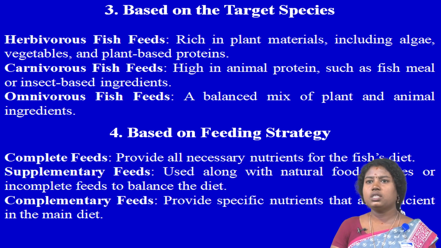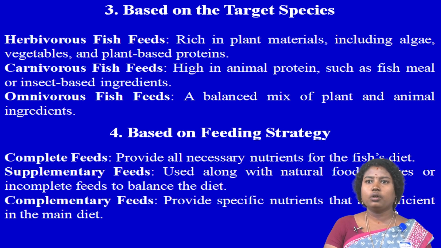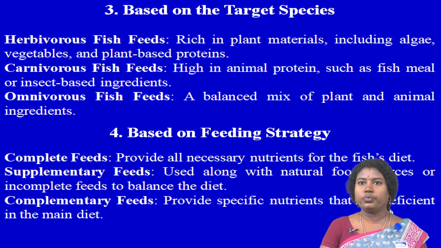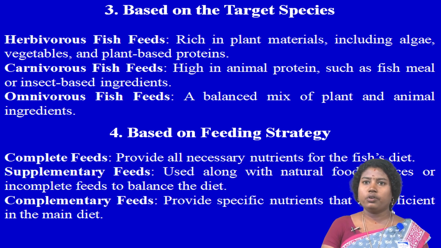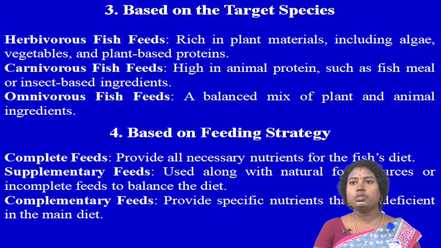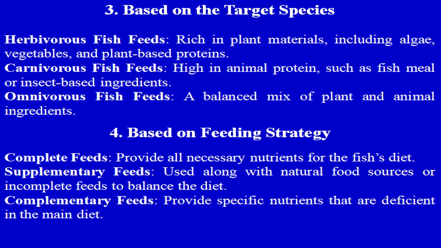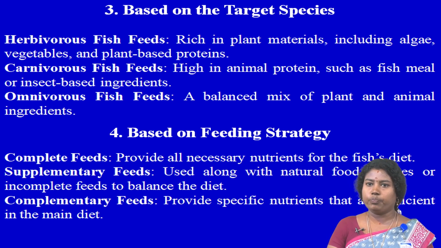Complete feeds. These feeds provide all the essential nutrients required by the fish for growth, maintenance, and reproduction. They are formulated to meet the entire nutritional needs of the fish without requiring any other food sources. Supplementary feeds, used alongside natural food sources or other incomplete feeds. Supplementary feeds provide special nutrients that may be lacking. For example, in pond systems where fish consume natural plankton, supplementary feeds can provide additional protein or energy.